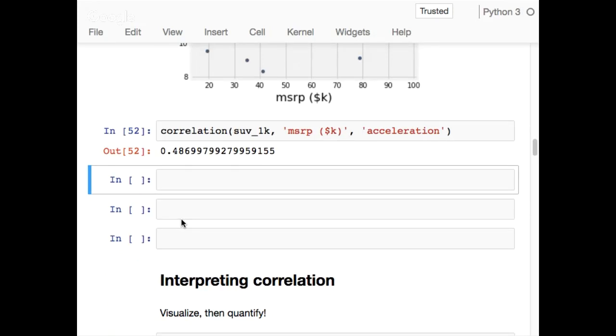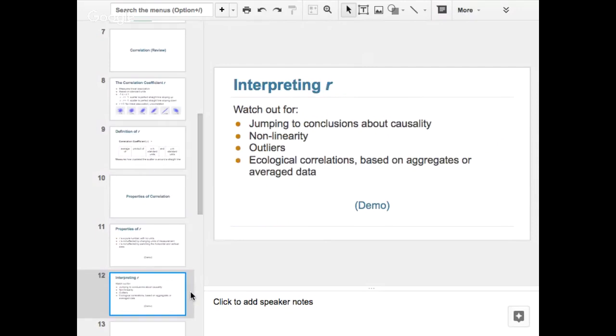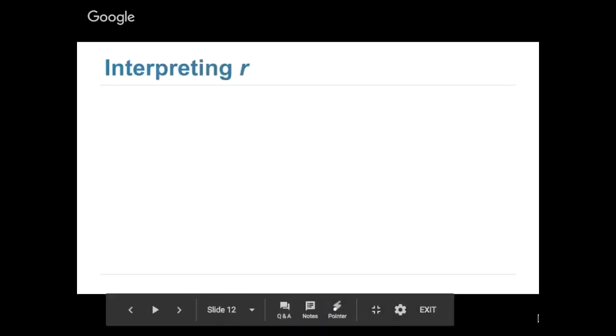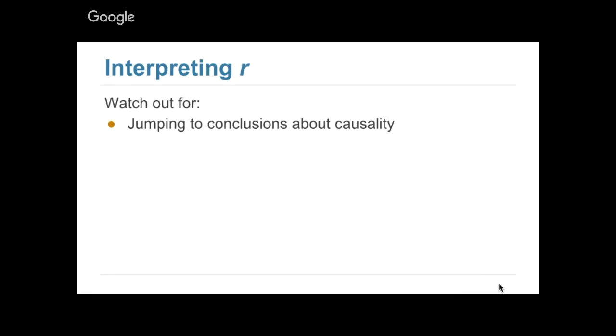So let's talk about interpreting this R. There are some things that you should be careful of. First of all, be careful about jumping to conclusions about causality. Even if R is 1, it does not mean that X causes Y. We've seen that all class long when we were talking about hypothesis tests, and it holds for this case too. So even though you might get a perfect correlation, it does not necessarily mean that X causes Y.